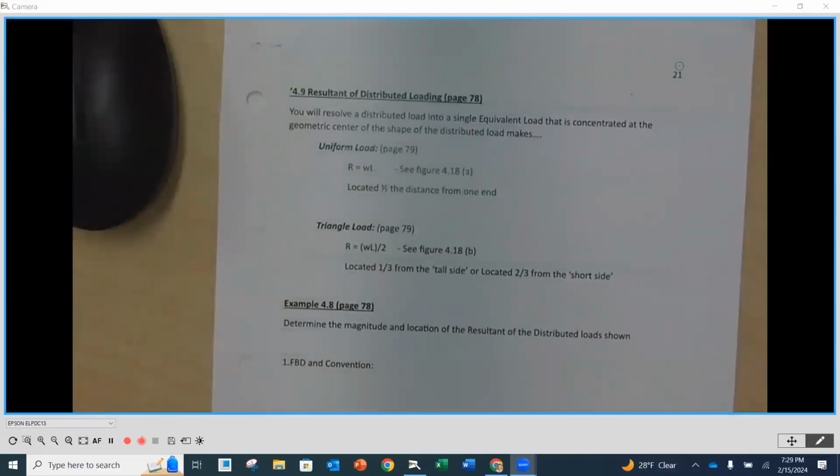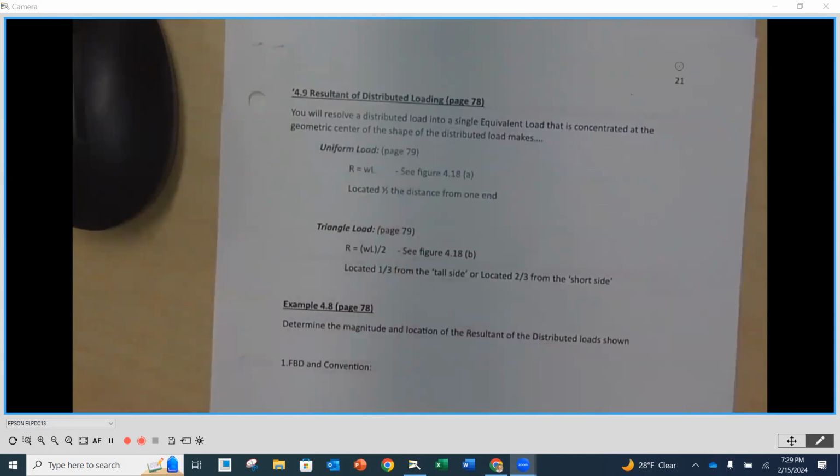So our last section here is going to be 4.9. 4.9 starts on page 78 in our book, or in our handout, if you would, for that chapter 4. And we're going to be looking at the resultant of distributed loads. So a distributed load, what is a distributed load?